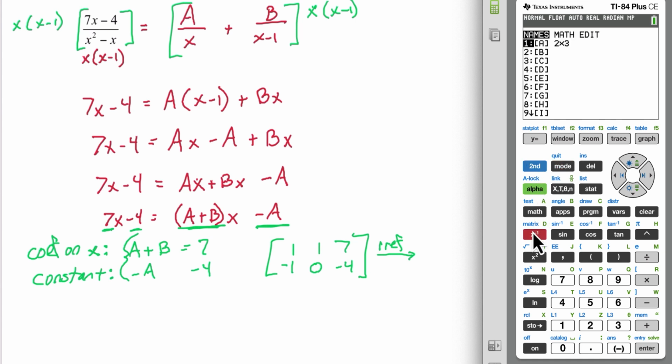Go back to the matrix, right to math, and we will scroll until we find RREF. Hit enter, and now we need to put matrix A into the RREF function. Hit second matrix, then enter. A is now there. If you want, we can close the parenthesis. Don't really have to. Hit enter, and we have a reduced matrix: 1, 0, 4, 0, 1, 3. And recognize what that is. 4 is your A value, and B is 3.